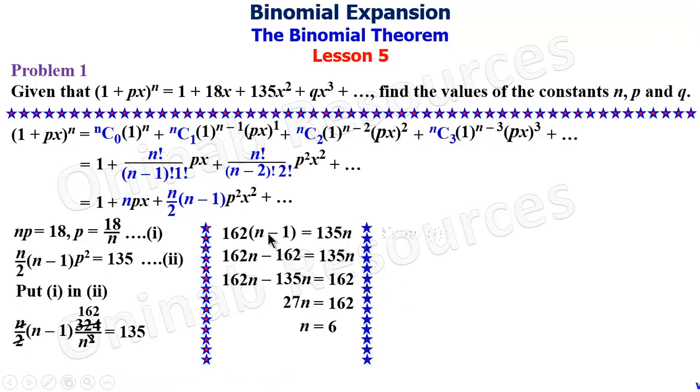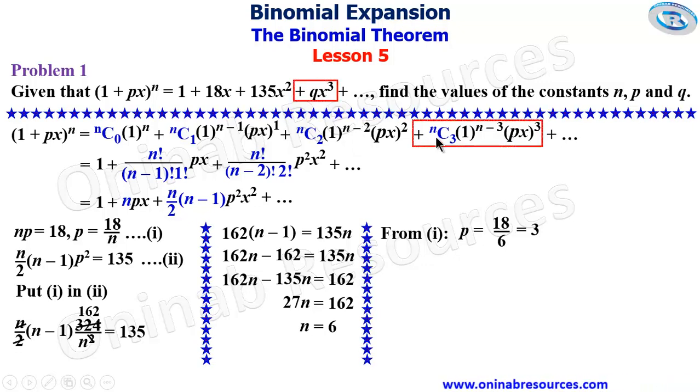From equation 1, we substitute in the value of n. So that's p is equal to 18 over 6, since n is equal to 6. 18 divided by 6 gives 3. Then we go ahead to get the value of q from the fourth term of the expansion. That is the coefficient of x cubed.